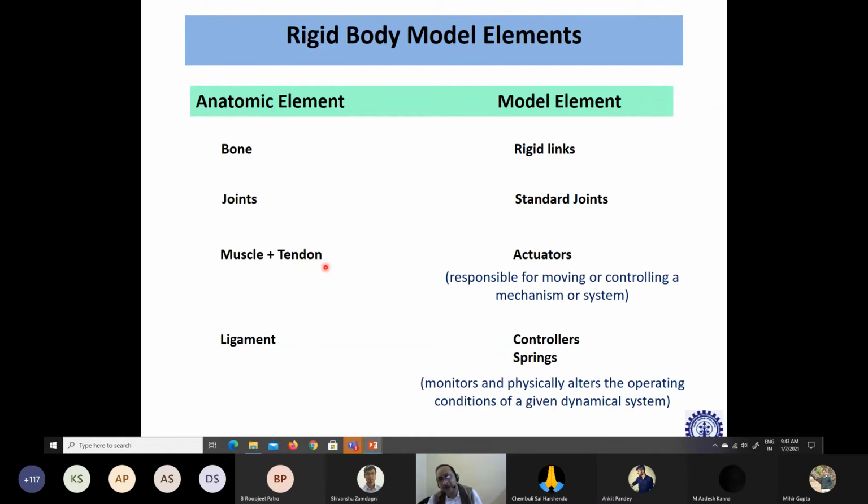Muscle plus tendon are like actuators responsible for moving or controlling a mechanism or system. So they serve the purpose of an actuator. The ligaments are controllers or act like springs, basically monitoring and physically altering the operating condition of a given dynamic system. So this is a summary of the anatomic elements as compared to mechanical elements.